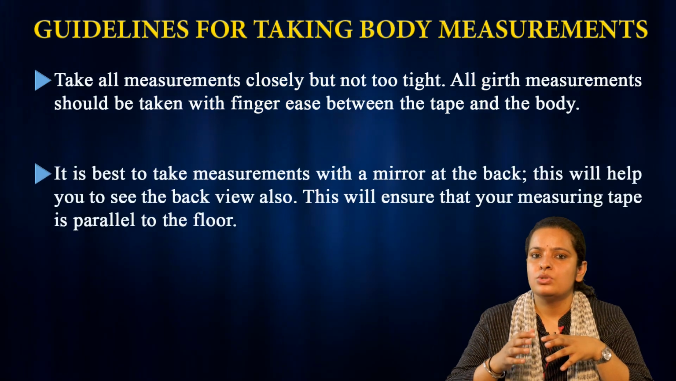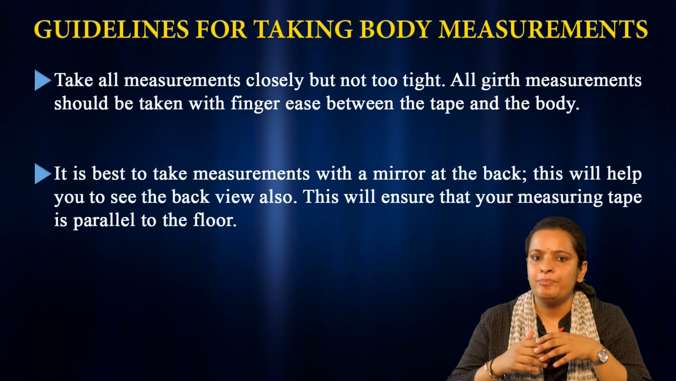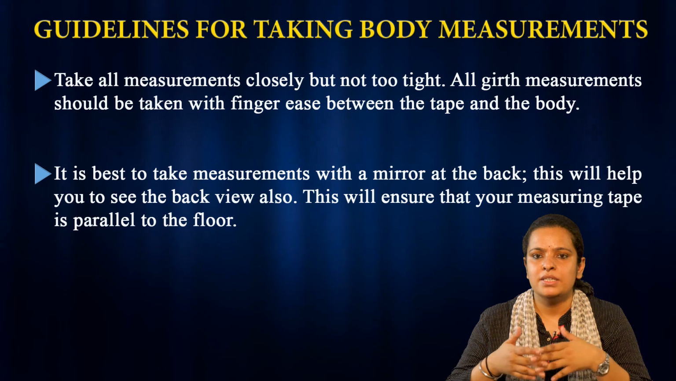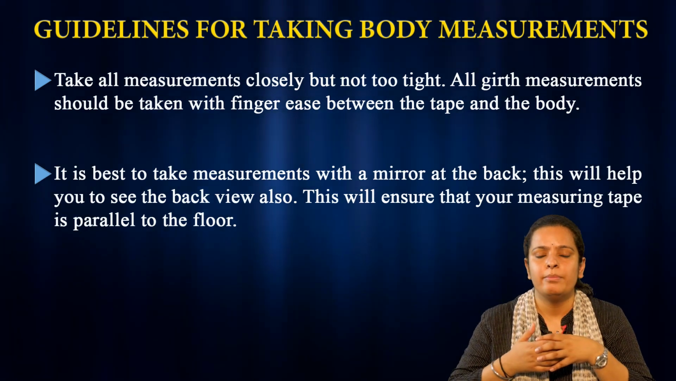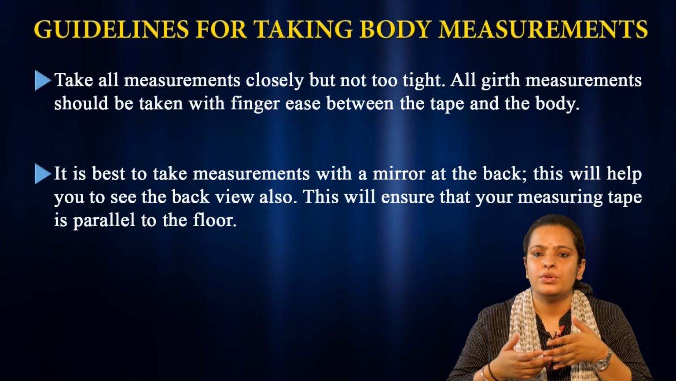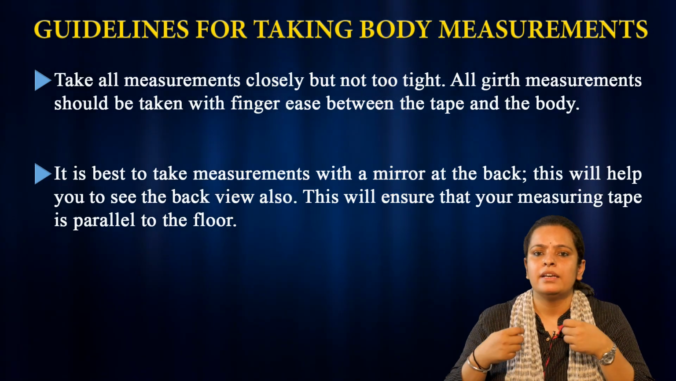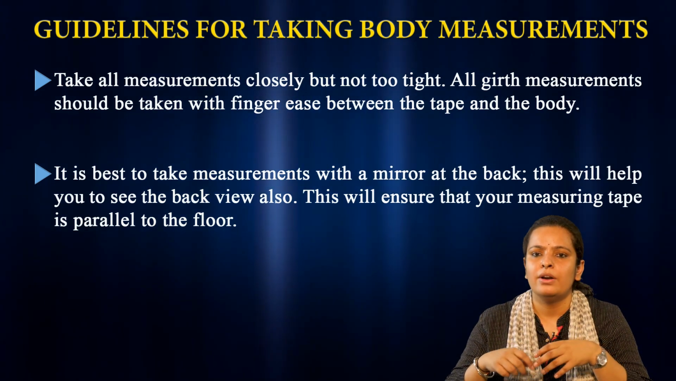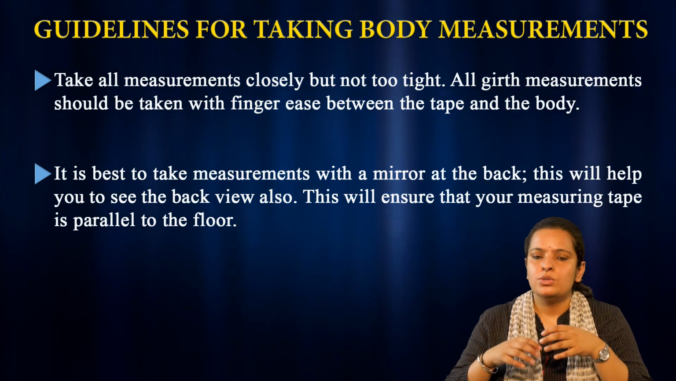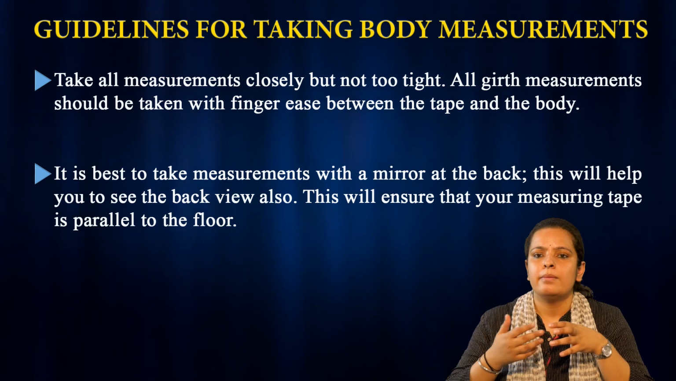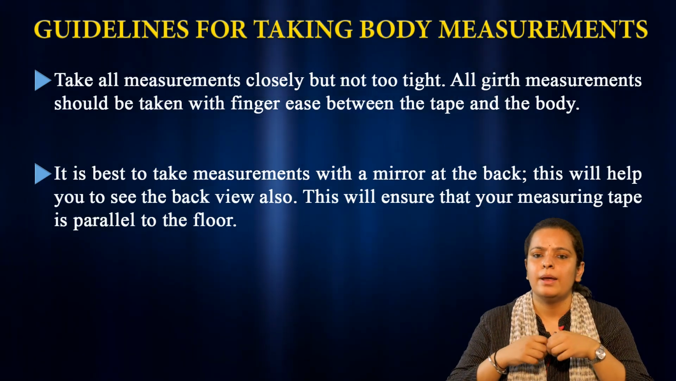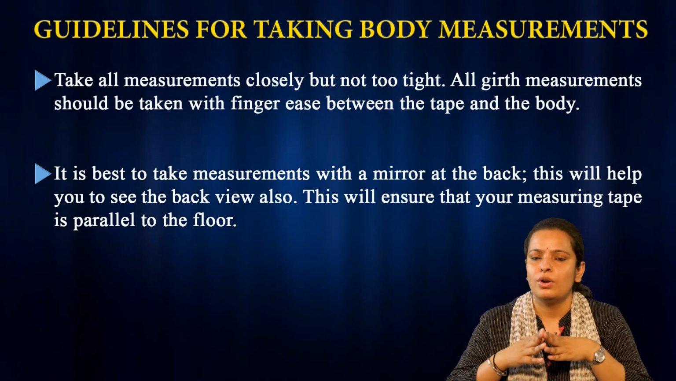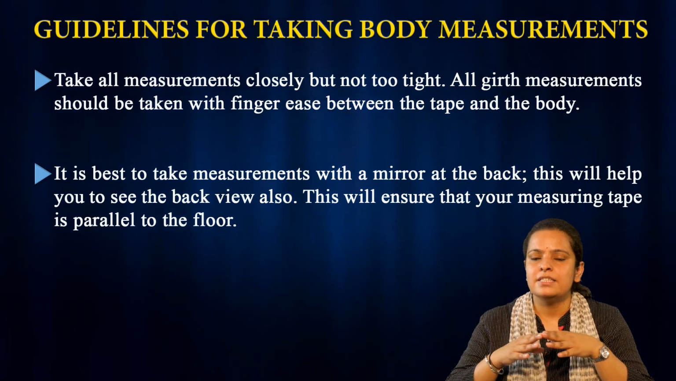Then it is best to take a measurement with a mirror at the back. This will help you to see the back view also. Like if the person you are measuring is standing in front of you, and you have put the measuring tape at the back side, and if the tape is not straight, if it is bent or twisted, you cannot see. So it is always better to keep a mirror at the back side. If you put the measuring tape to take a back measurement, you can see whether the tape is at its correct position or not, that it is not twisted and it is straight.